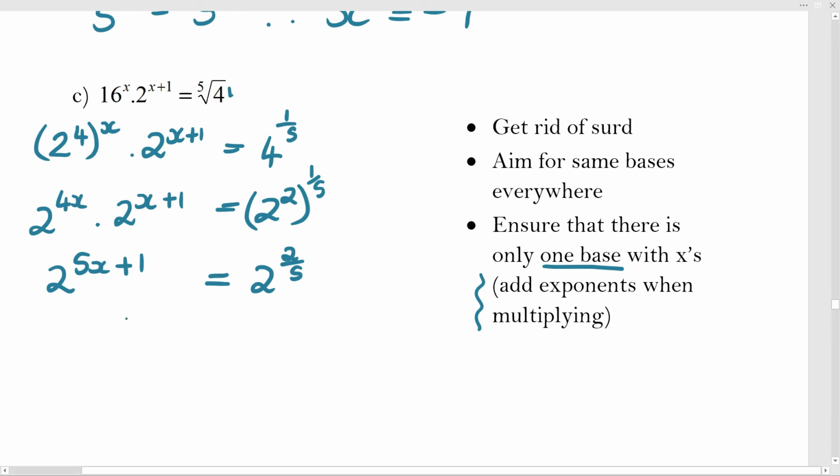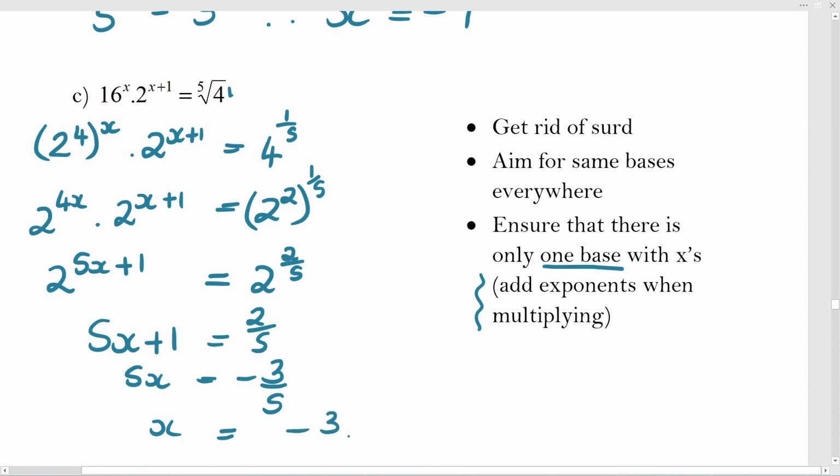Okay, so then I'm going to have to drop the bases or equate the exponents. So 5x plus 1, the easy step, is 2/5, so 5x is negative 3/5, and so x equals negative 3 over 25.